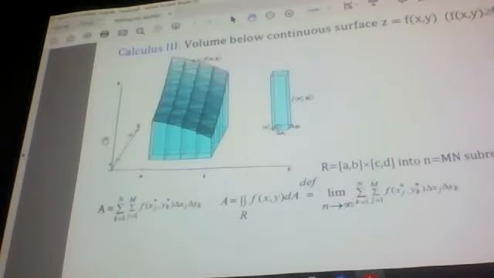So the first one is over all the boxes in the first row, and k equals 2 is over all the boxes in the second row, all the way down to the end. So we have m times n total rectangular box volumes. Then take the limit as the number of boxes goes to infinity with the width in both directions going to 0, and that will be the definite integral of a function of two variables. Any other questions?